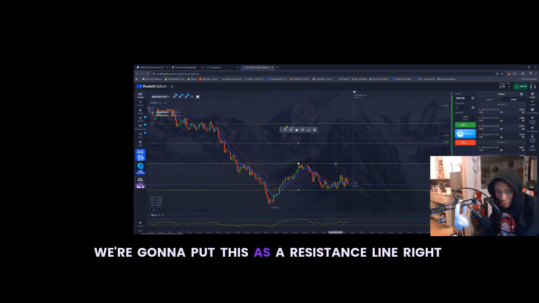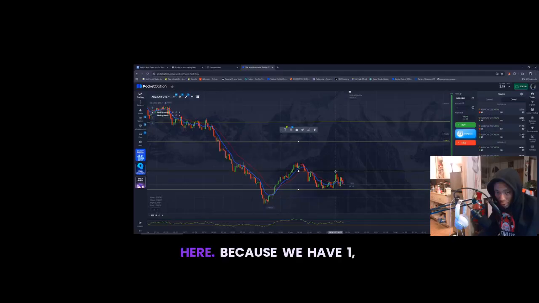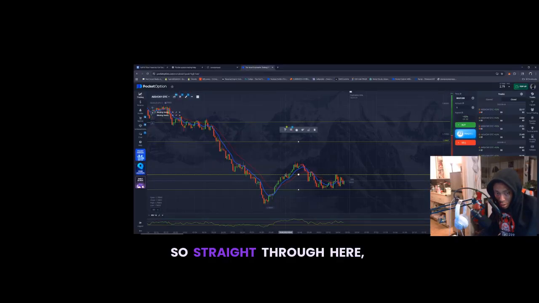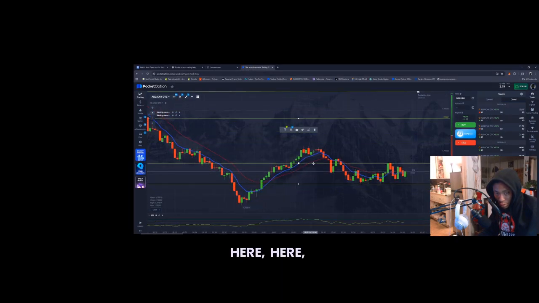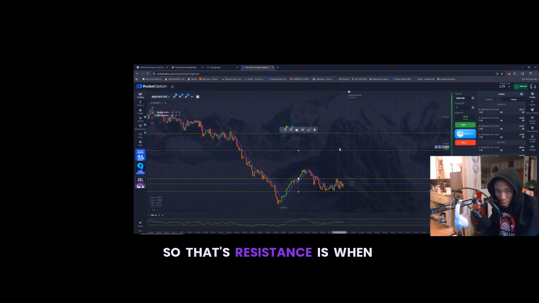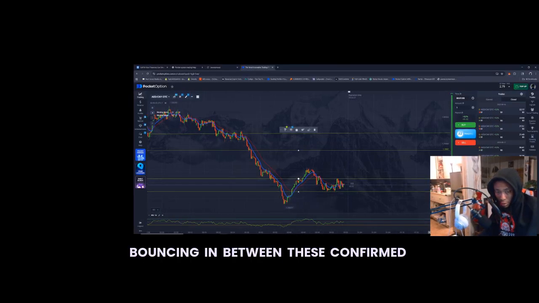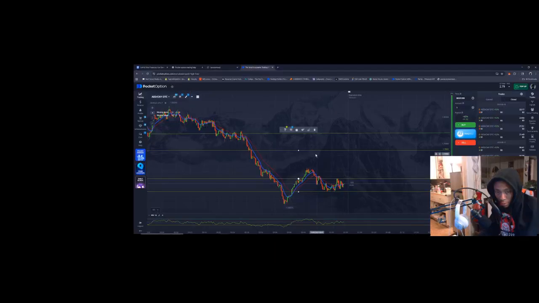We're gonna put this as a resistance line right here, because we have 1, 2, 3, something along those lines. They all have to be confirmed prices. So straight through here, here, here, and here. So that's resistance, when it's bouncing in between these confirmed prices.